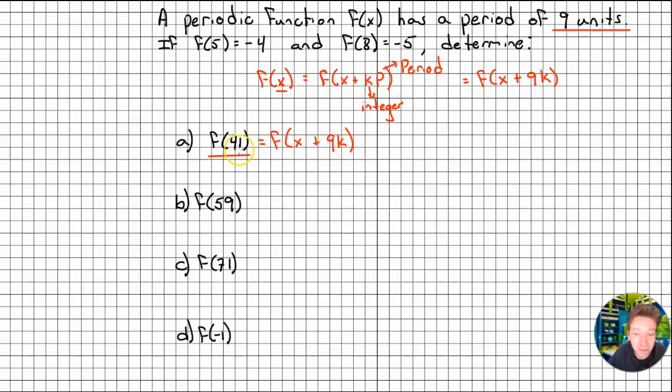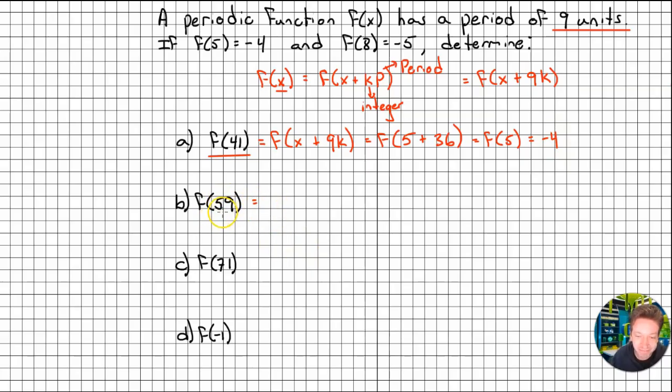So does 9 go into 41? No. The closest number to 41 that's less than 41 would be 36. Okay, 9 goes into 36 4 times. So this would be f of what plus 36, which is 9 times 4. Okay, so what plus 36 gives us 41? It's 5. So that means, according to this formula, this is equivalent to f at 5, which we know the value to be -4.